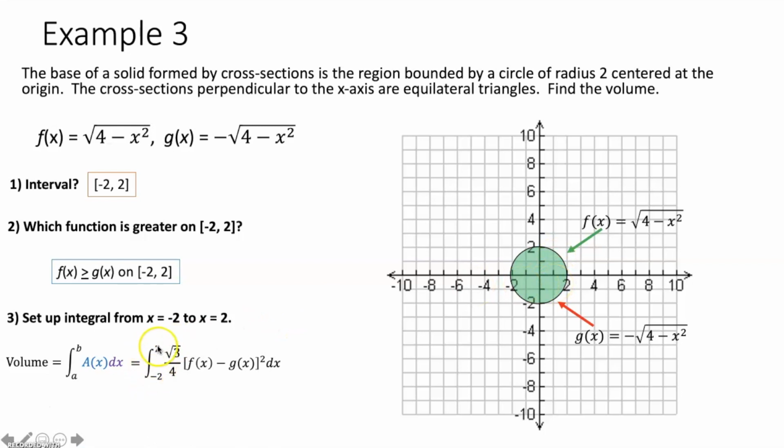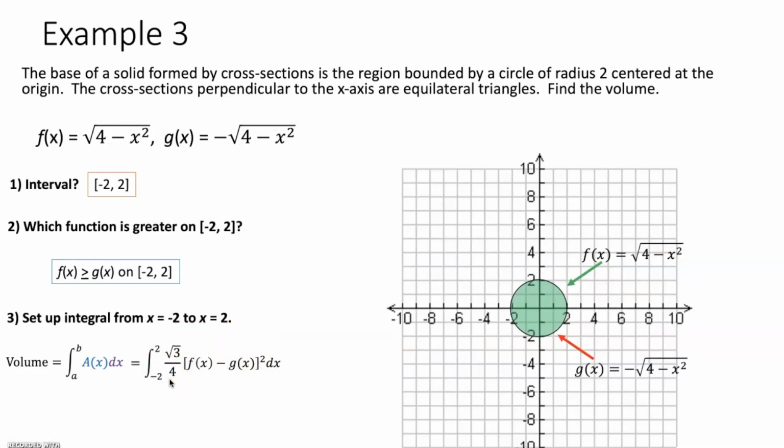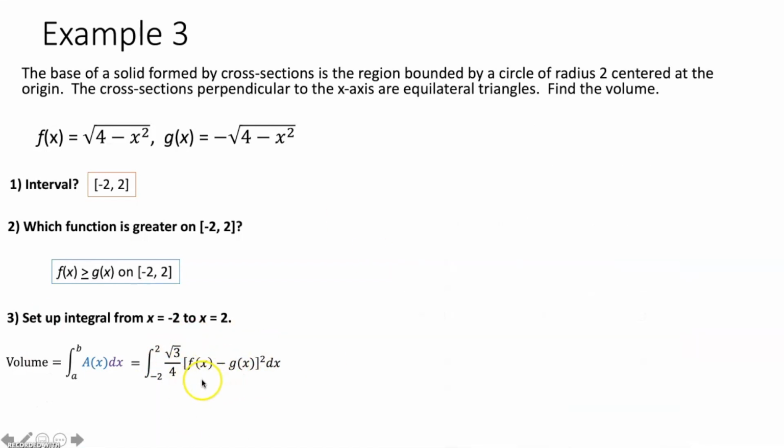So when we plug all that in, it's going to look like this. We have the integral from negative 2 to 2 of rad 3 over 4 times the quantity f of x minus g of x, one of the sides of our equilateral triangles, squared. Now all we have to do is evaluate this definite integral to find the volume of that three-dimensional figure. So the first thing we're going to do is plug in what each of those functions are equal to here and simplify inside of our brackets.